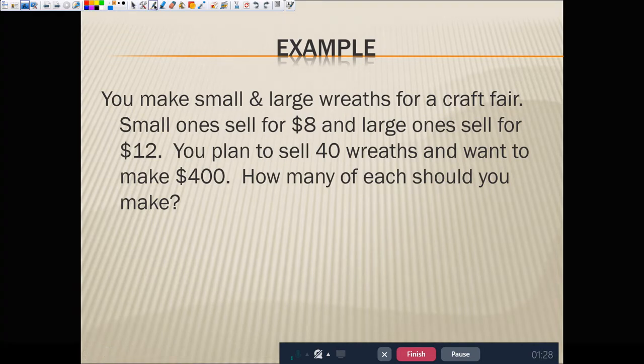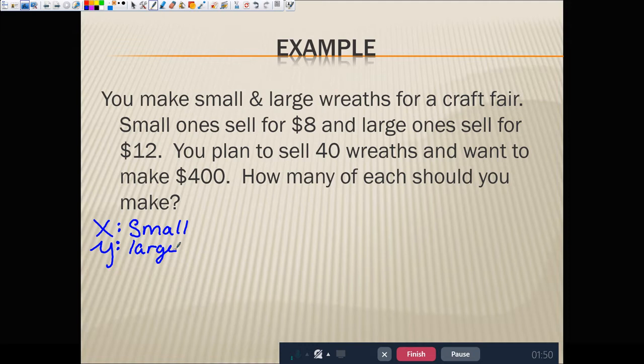So we need to identify our x and our y. My x is going to be the first thing that I'm making, which is small wreaths, or the first thing I'm looking for. And the next, my y is going to be large wreaths. Okay, now that I've identified my variable, I need to create my equations.